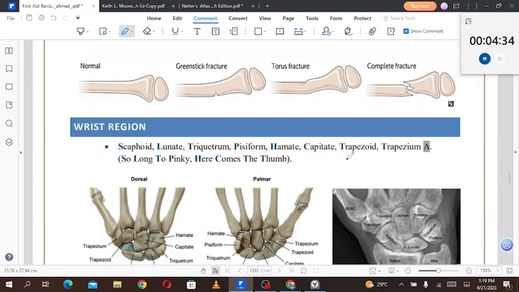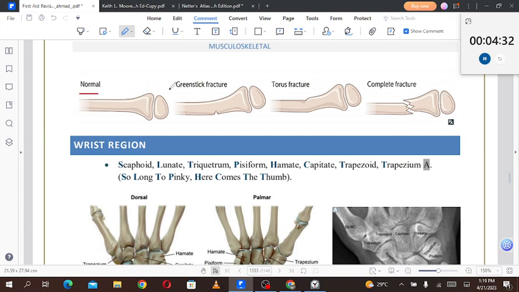Now let's move forward. This is a normal fracture. Then we have the green stick fracture, which is damage on the extension or tension side. The torus fracture is because of the buckling of the cortex inside on the compression side, causing the damage over here. And then we have the complete fracture, which looks something like that.